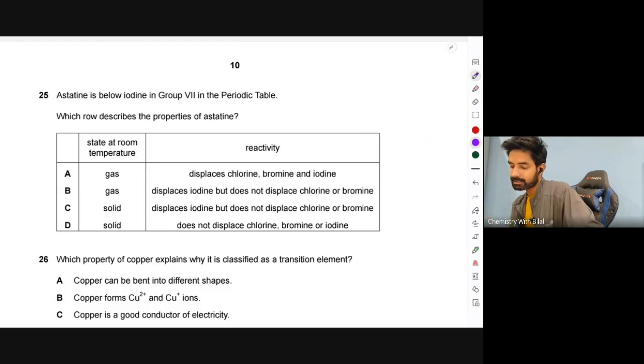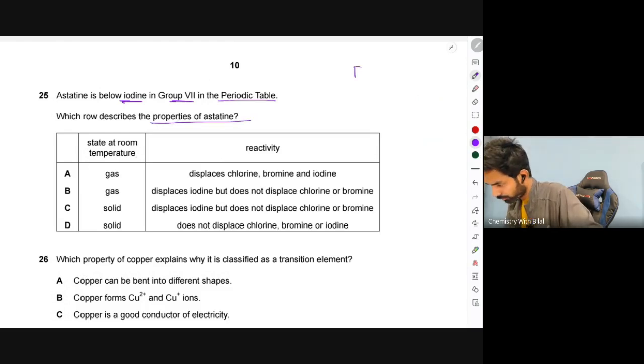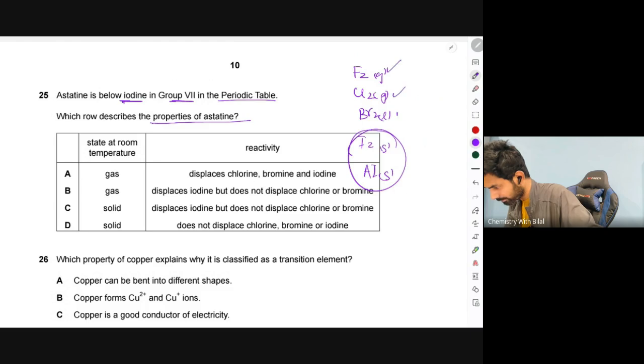Okay, astatine is below iodine in group 7 of the periodic table. Which row describes the properties of astatine? Look, fluorine and chlorine are diatomic, the first two are gases. Bromine is a brown liquid, iodine is a gray-black solid. So the one below will also be a solid, because density increases going down. Gas, liquid, solid going down, so it will be a black solid. It is not a gas. It should be a solid.